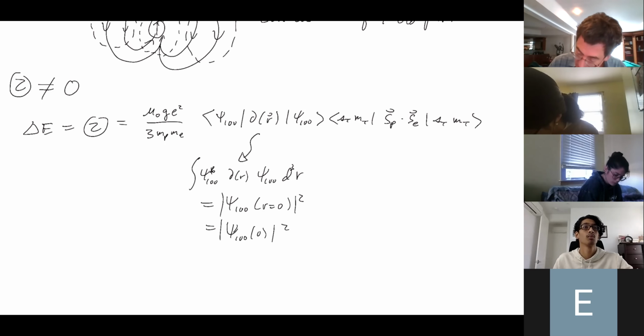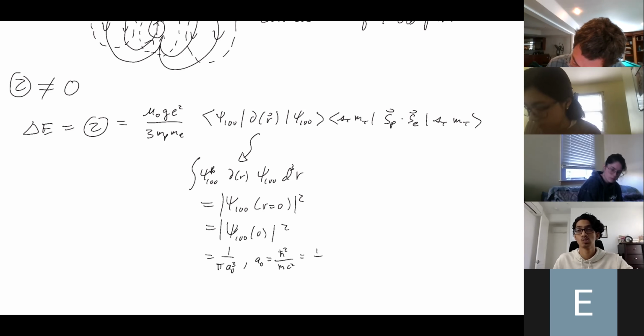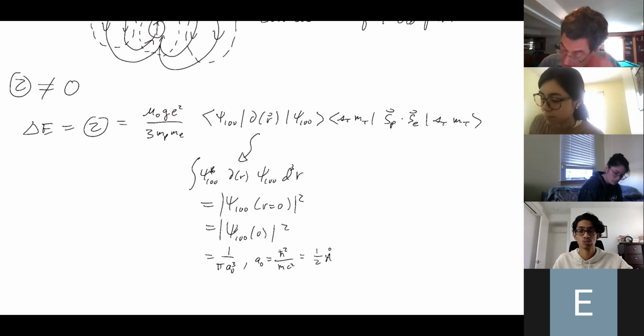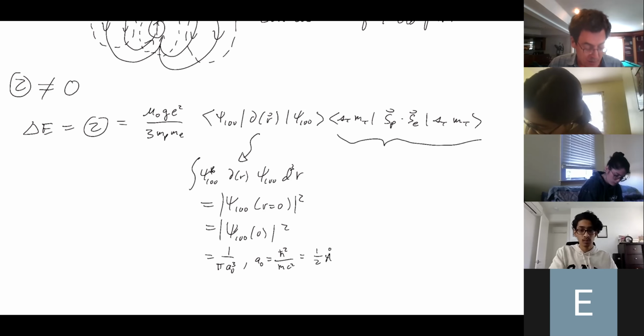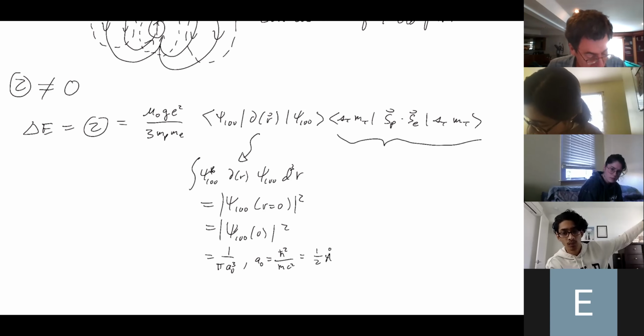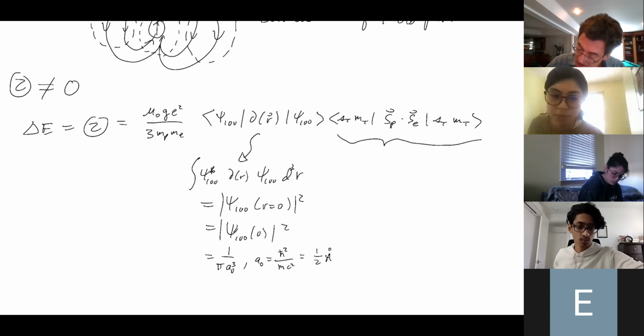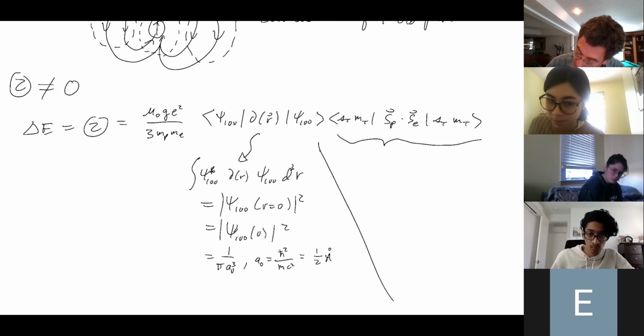It's equal to 1 over pi a naught cubed, where a naught is equal to the Bohr orbit, h bar squared over m e squared, which is equal to 1/2 angstrom. But then this part is a little trickier to evaluate, but now we can use the spin orbit trick. Here we use the spin orbit trick.